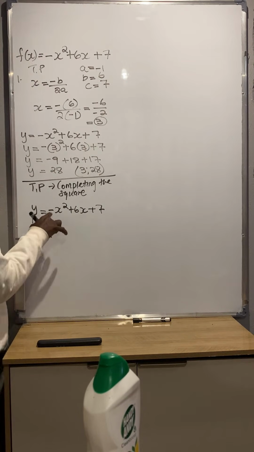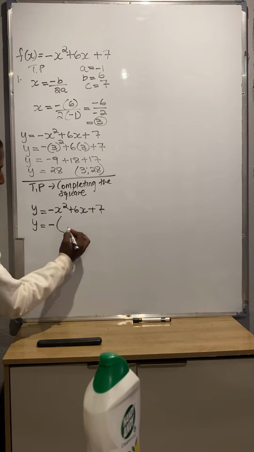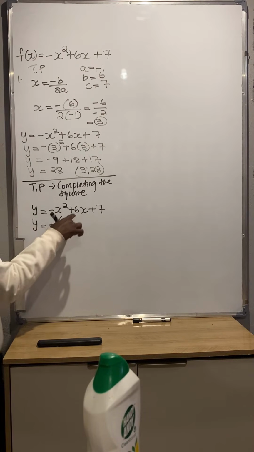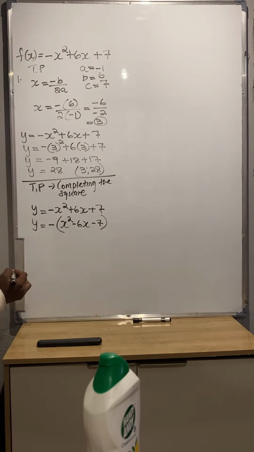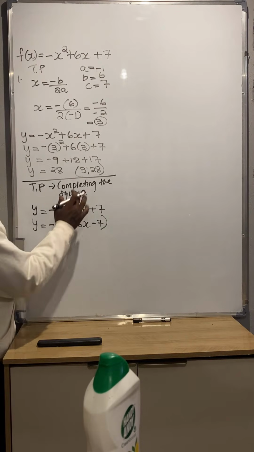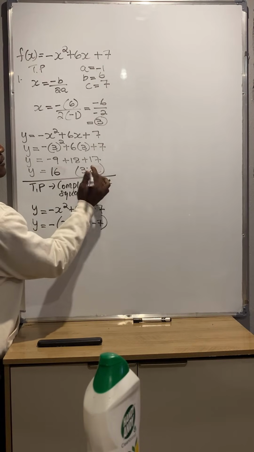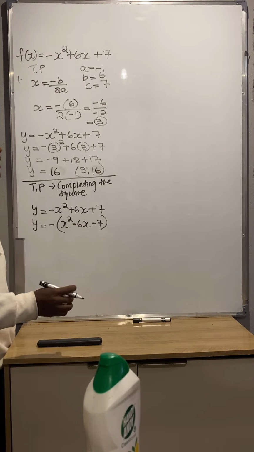Guys, negative is a common factor. Negative open bracket x squared, and negative times negative is a positive. So the answer is 16. Say 16, not 20.